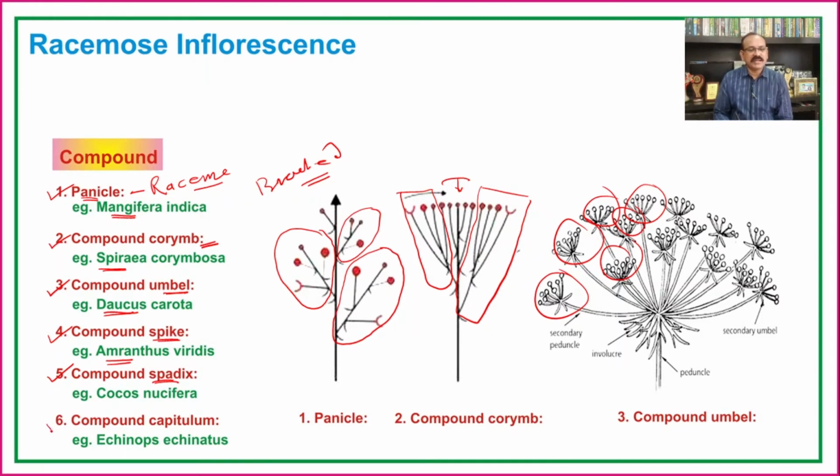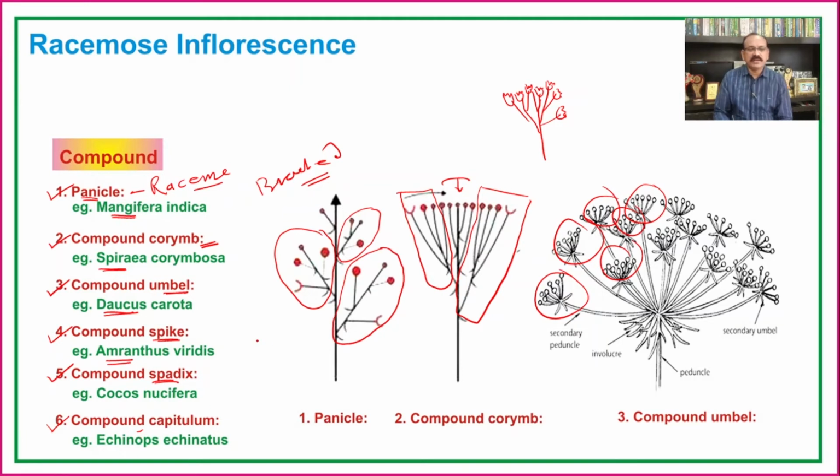The fifth one, that is compound capitulum, which is very commonly found in the family Asteraceae. So for example, if this is a central axis and this central axis is responsible for the development of many branches, and from these branches on the terminal end there is a development of a capitulum type of inflorescence. Such capitulums which are developing from the same stalk or the same branched stem are known as compound capitulum.